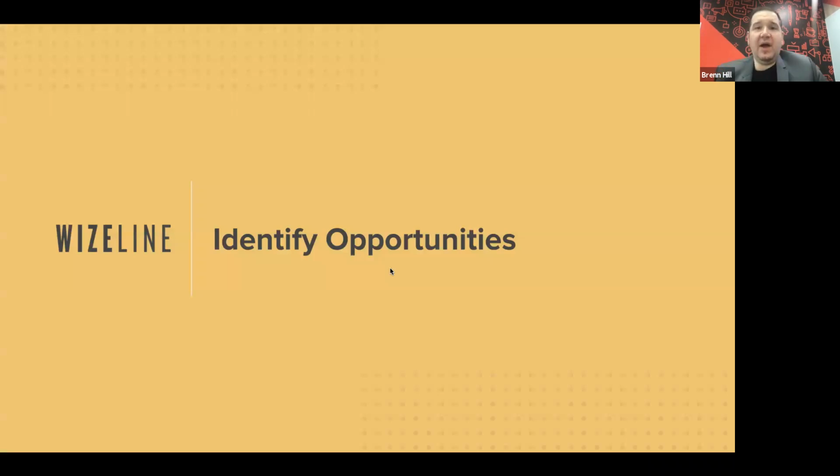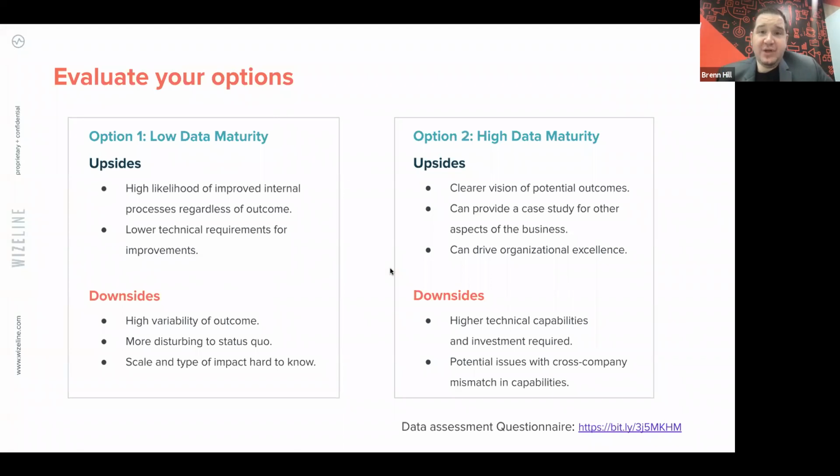So let's talk about identifying opportunities for you. You've got two options when you're doing your first experiments. You can look for low data maturity or high data maturity inside of your company to decide which sort of experiment you want to do to improve your capabilities. Now, some companies want to choose low data maturity because it's really likely that you're going to get an improvement. You just probably won't know what that improvement is.